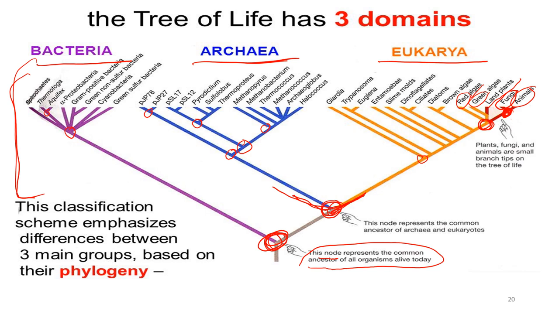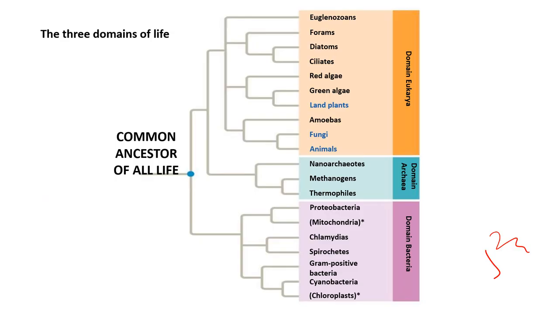Usually, to get this phylogenetic tree, one way is by looking at the morphology, and the most specific method is by looking at their genetic composition. So the three domains of life, again, you have the bacteria, the archaea, and then the eukarya. All these organisms have a common ancestor long before all organisms exist. The common ancestor of life is the node here.